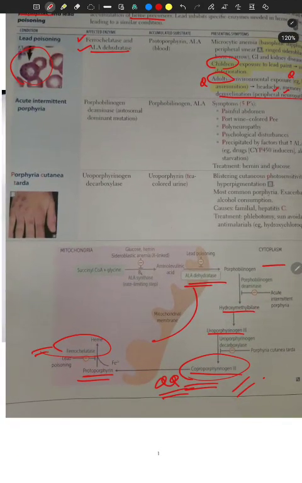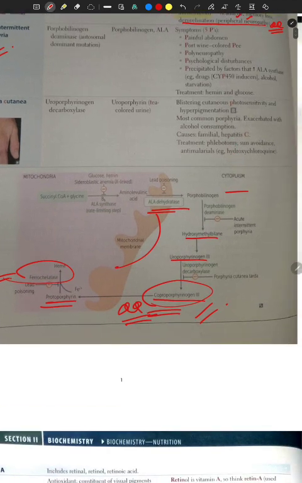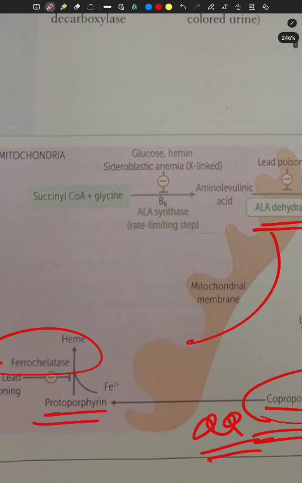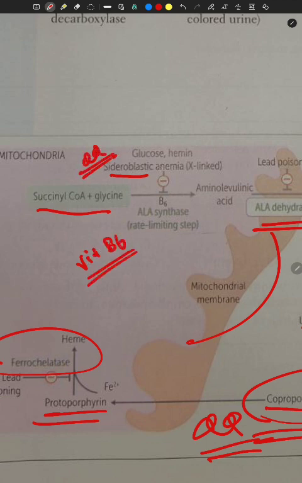Next, coming to acute intermittent porphyria. The most important is acute intermittent porphyria, mostly the questions will come from here only. So what do you need to remember? The main substrate is succinyl CoA, and for this we require vitamin B6. In vitamin B6 deficiency also, we get sideroblastic anemia. This is very, very important, because heme synthesis is blocked at the succinyl CoA step itself.